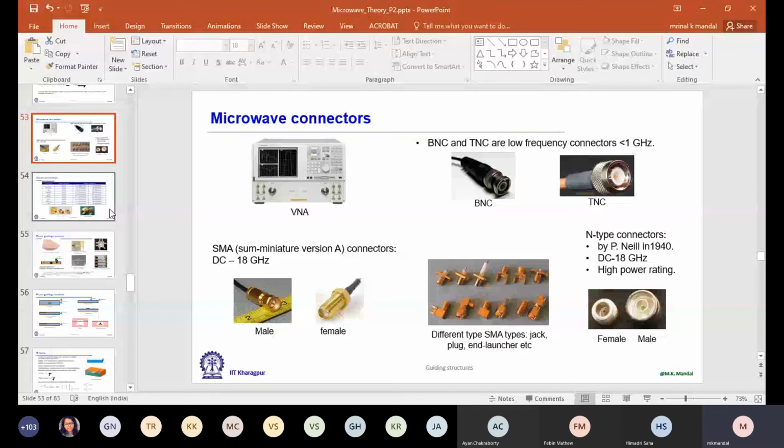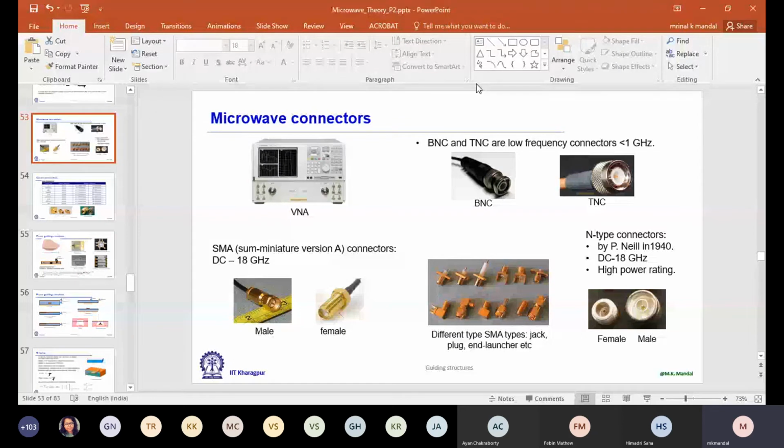Okay, so why sub miniature? The first connector type was designed by P. Neill in 1940 for DC to 18 gigahertz connection, and according to his name, we call it N-type connectors. At that time no computer simulation or these things were available. It just came by his analysis. So what should be the ideal dimensions? Then he had to think about the mechanical rigidity, all other things. So you look carefully at the N-type connector.